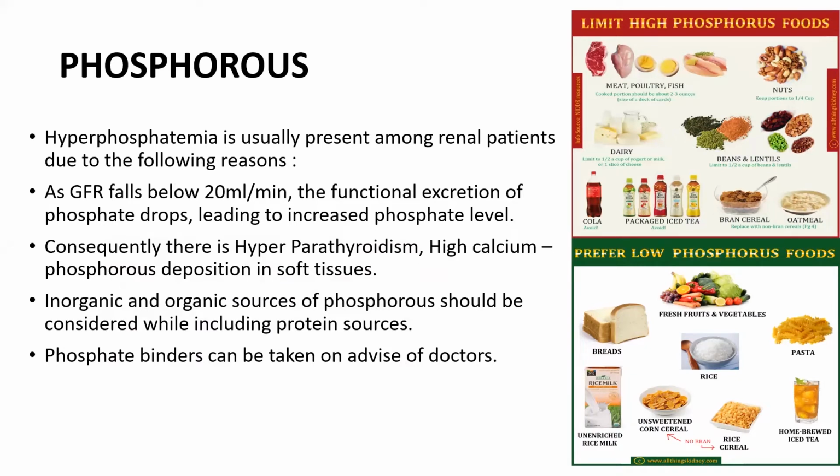And inorganic and organic sources of phosphorus should be considered by including protein sources, and phosphate binders can be taken on advice of doctors. Here are some high phosphorus and low phosphorus foods that should be given or avoided.